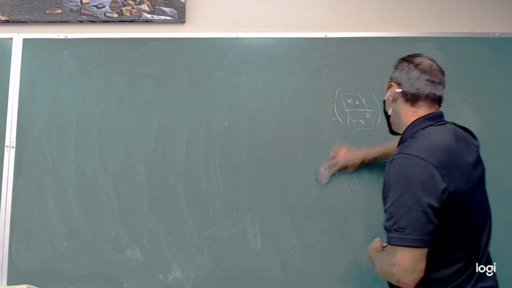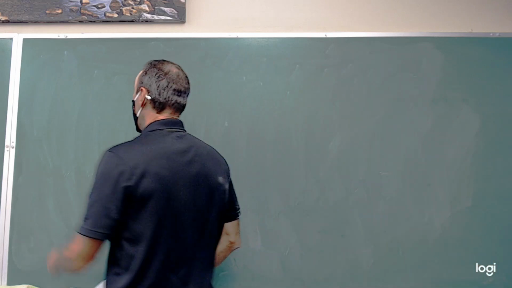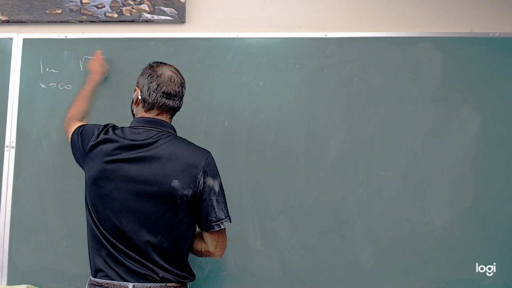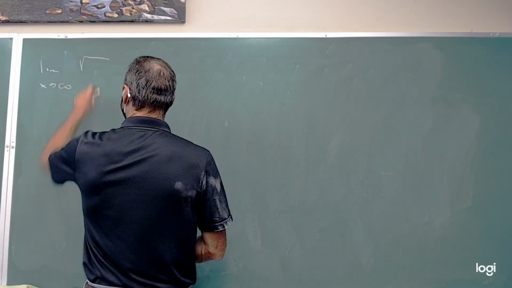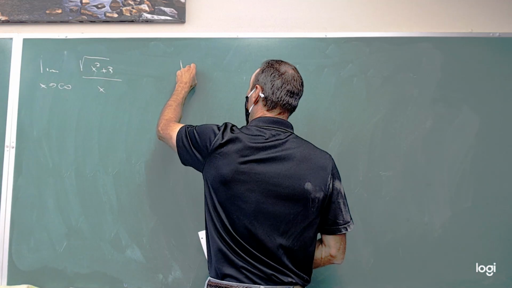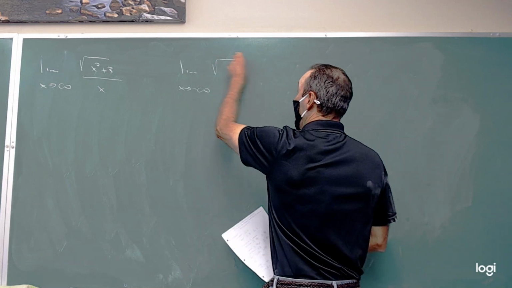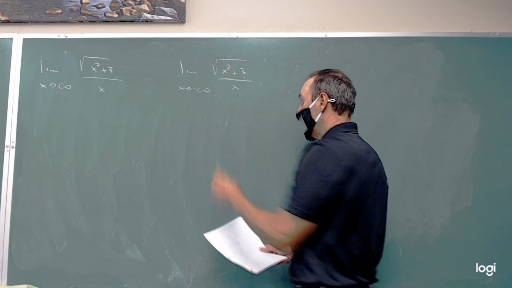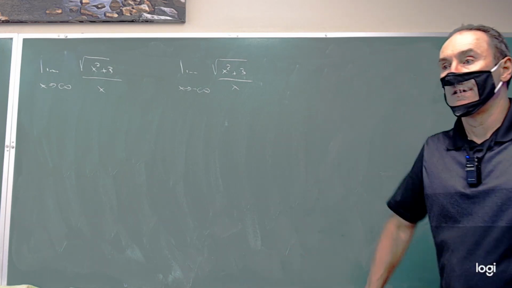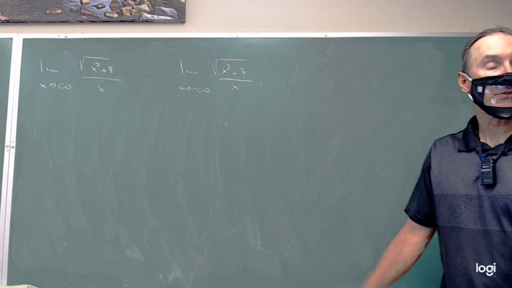Let's talk about new stuff. So let's talk about the limit as x goes to infinity. I'm going to put 2 of them up here. Limit as x goes to infinity of the square root of x squared plus 3 over x. And then we will compare and contrast that to the limit as x goes to negative infinity of the square root of x squared plus 3 over x. So same expressions. One's going to positive infinity, one's going to negative infinity.